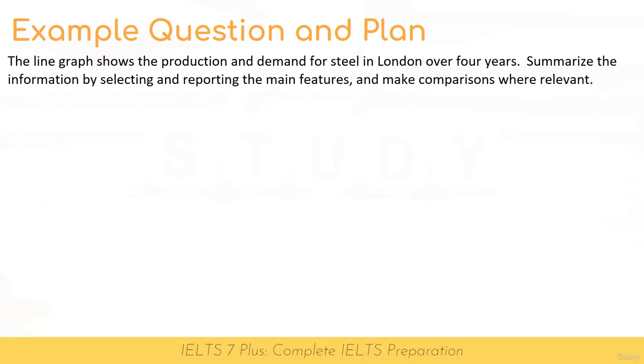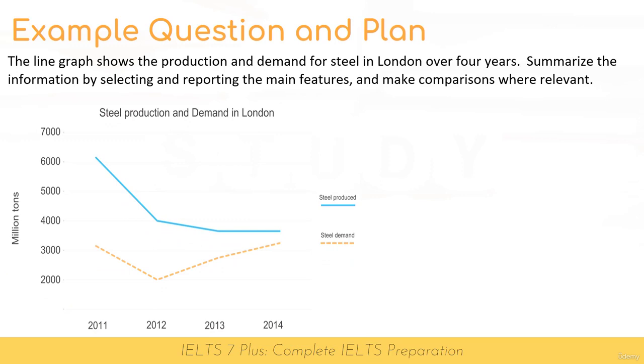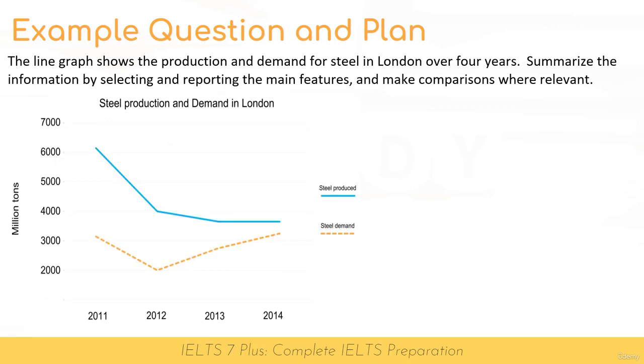The line graph shows the production and demand for steel in London over 4 years. Summarise the information by selecting and reporting the main features and make comparisons where relevant. So here is our line graph. Let's take a look at the data shown to us, again starting with the title. So we have steel production and demand in London.